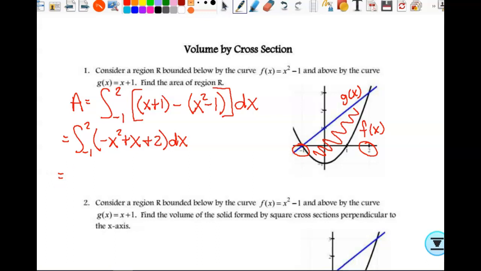Yes, so when I integrate this first term, that's going to become x cubed. It's still negative, and then I divide by that 3. Plus, this becomes x squared, and I divide by 2, plus 2x. Do I need a c here? No, because I'm going to evaluate between -1 and 2. So when you integrate, you either put plus c or you put that you're going to evaluate from something to something, right? Okay.